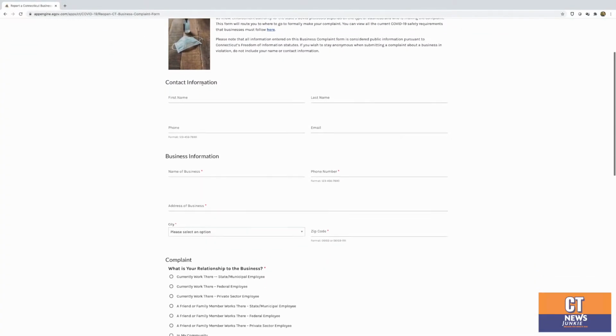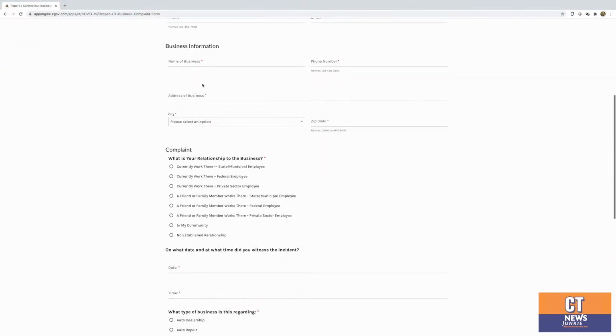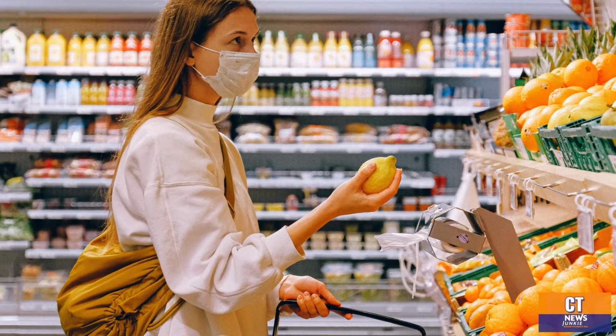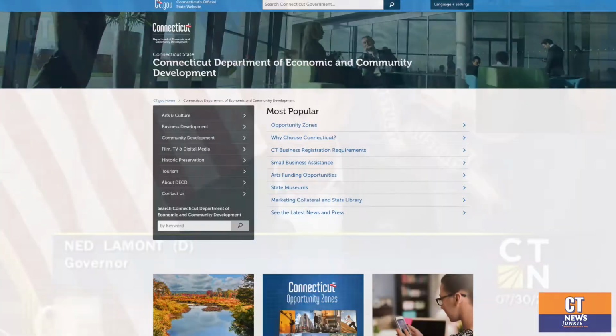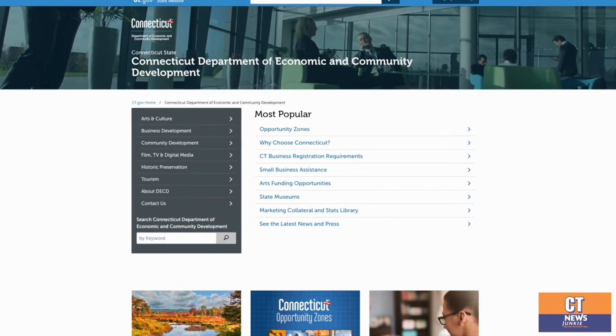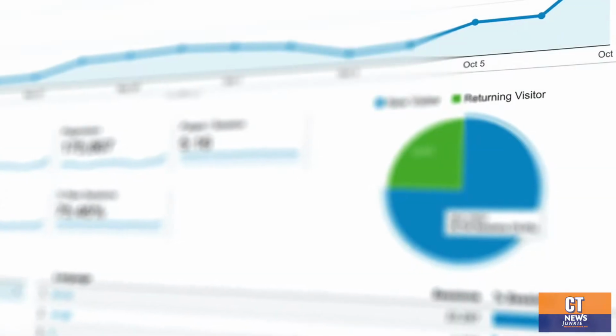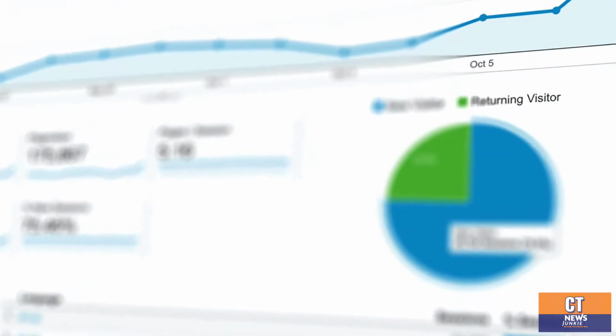Connecticut's COVID Business Complaint Form went live in May when the state began to reopen. The online form allows someone to report a business for violating a state-ordered COVID safety rule. The website is overseen by the Department of Economic and Community Development. I spoke with David Lehman, the department's commissioner, about why the state felt the need to create the website and how they are using the information that's being collected.